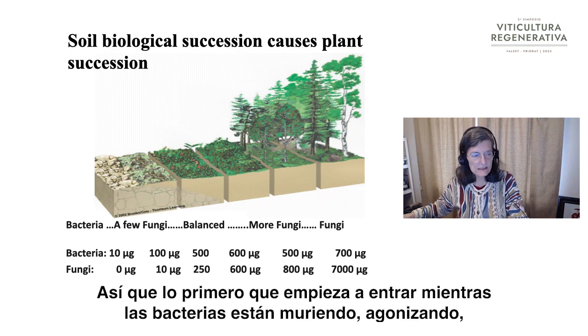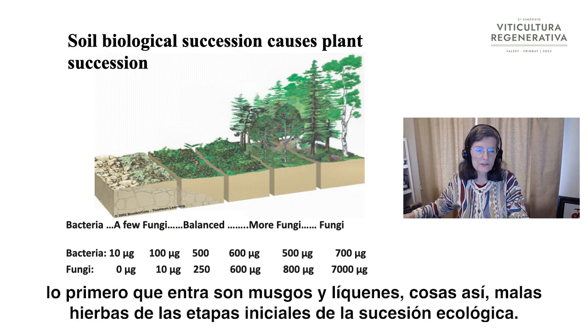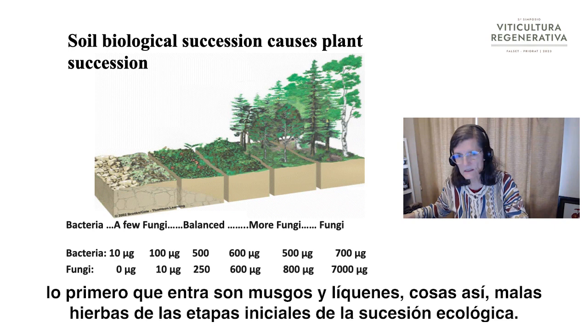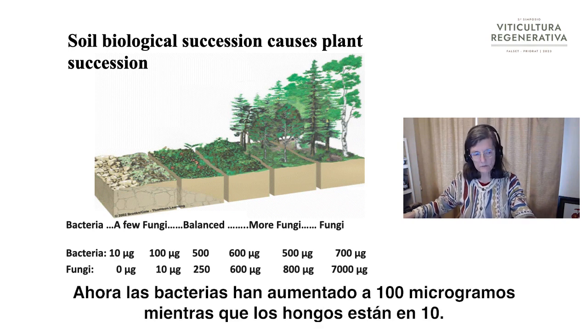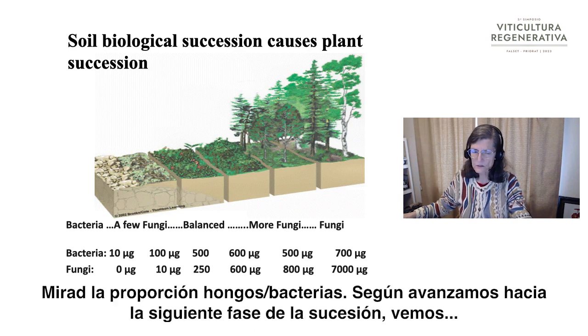So the first thing that starts coming in as the bacteria are dying, suffering away, the first kinds of things that come in are mosses and lichens, things like that. Early successional weedy species. Now, your bacteria are up to 100 micrograms, while your fungi are at 10. So look at the fungal to bacterial ratio.